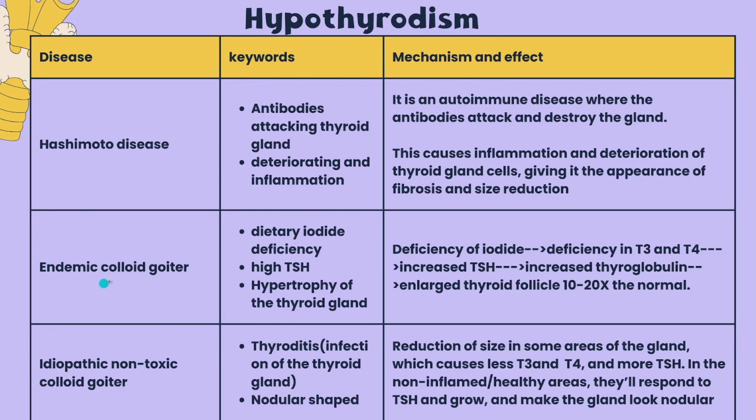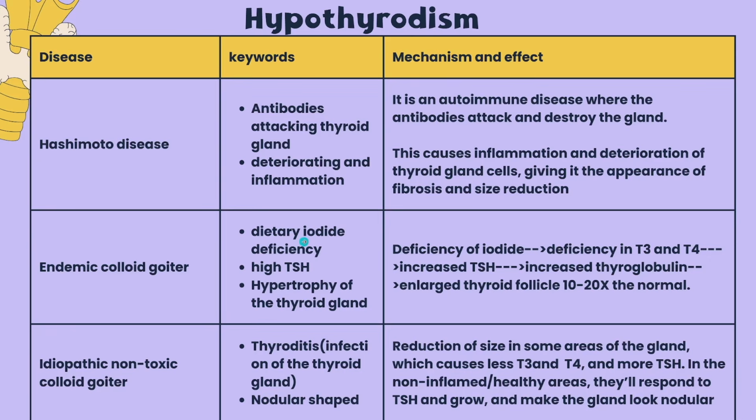For the endemic colloid goiter, endemic basically means dietary. So any dietary related issue, like dietary iodine deficiencies, is endemic colloid goiter. You're gonna find endemic in any dietary thing. Since it's hypothyroidism, high TSH, and it's goiter, so hypertrophy of the thyroid gland. It doesn't make sense. Why do we have a bigger gland but low T3, T4?